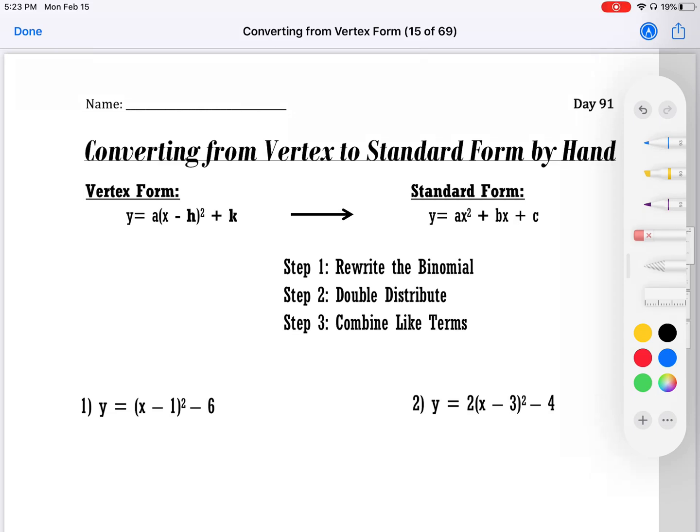So today what we are going to learn is how to convert quadratic equations from vertex form to standard form by hand. So what vertex form is, it's always in the form there's a number with parentheses, squared, and a number behind it. So from the very first couple of days in this chapter, we learned about the vertex.